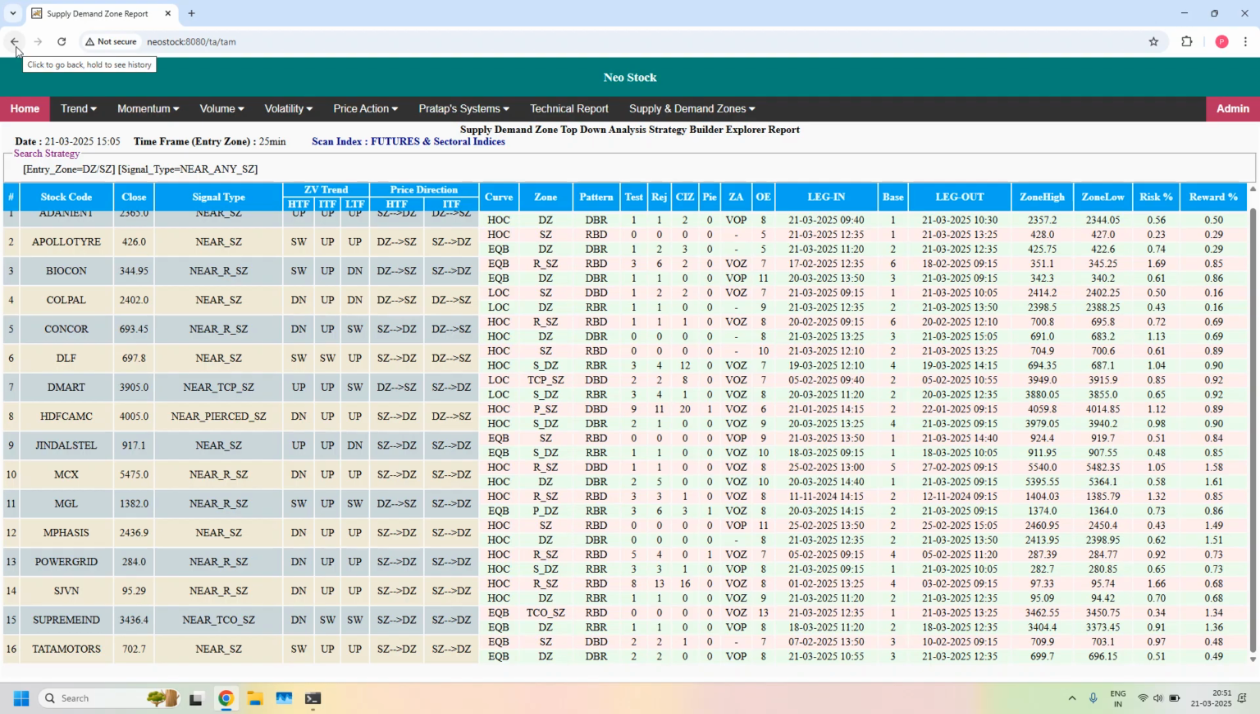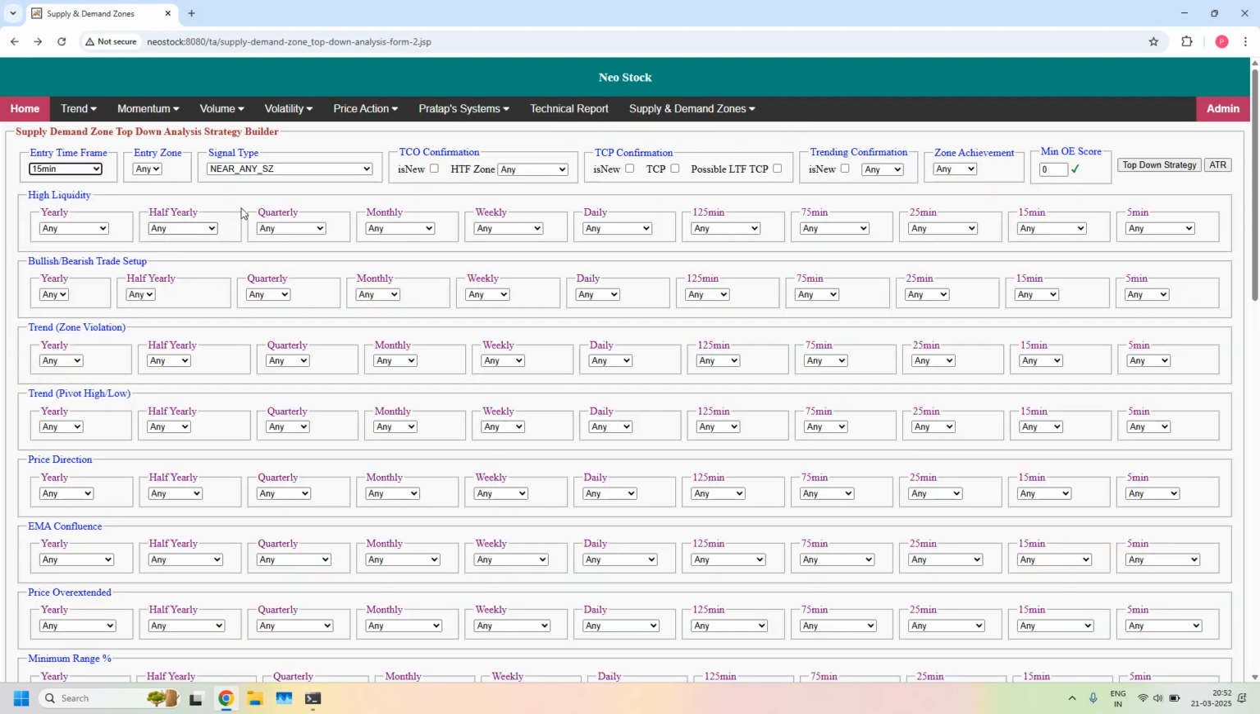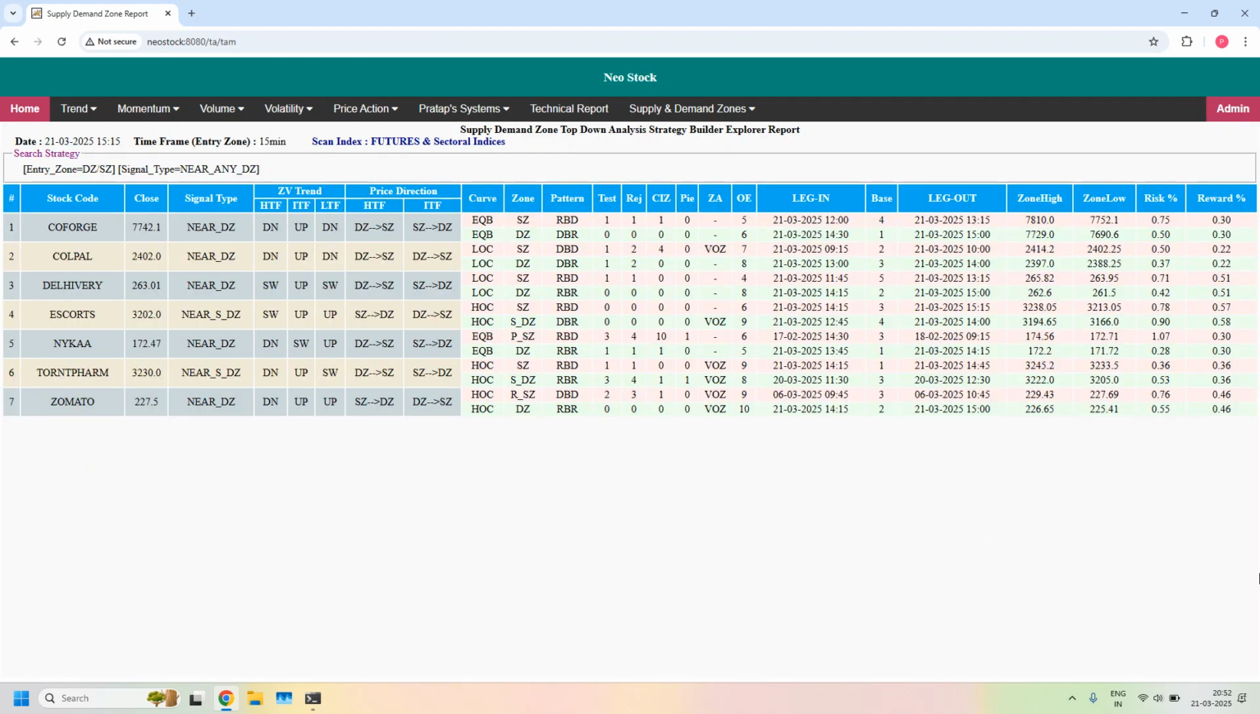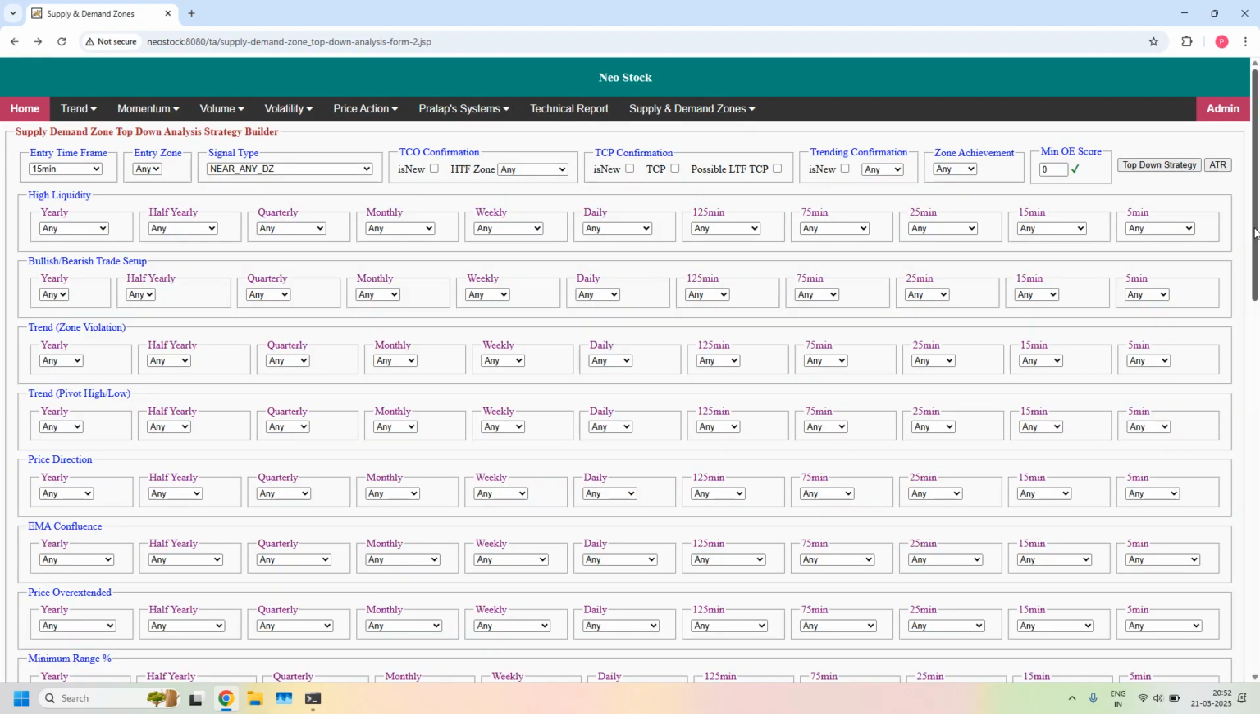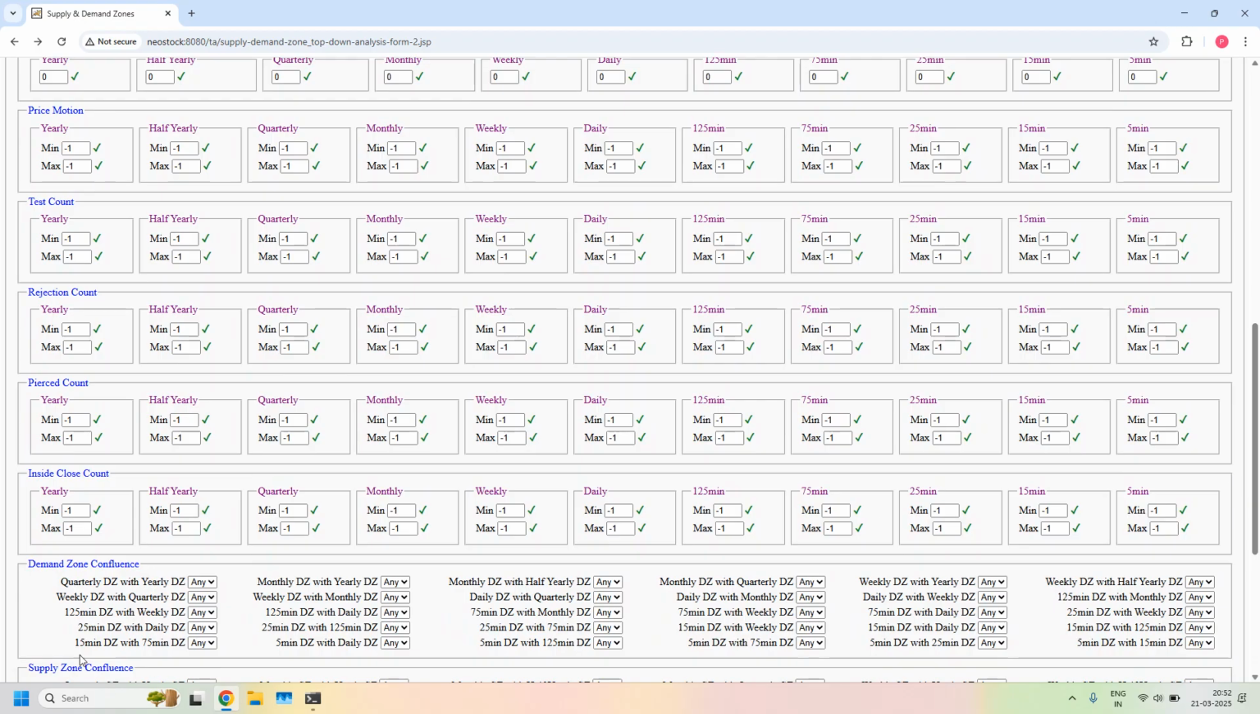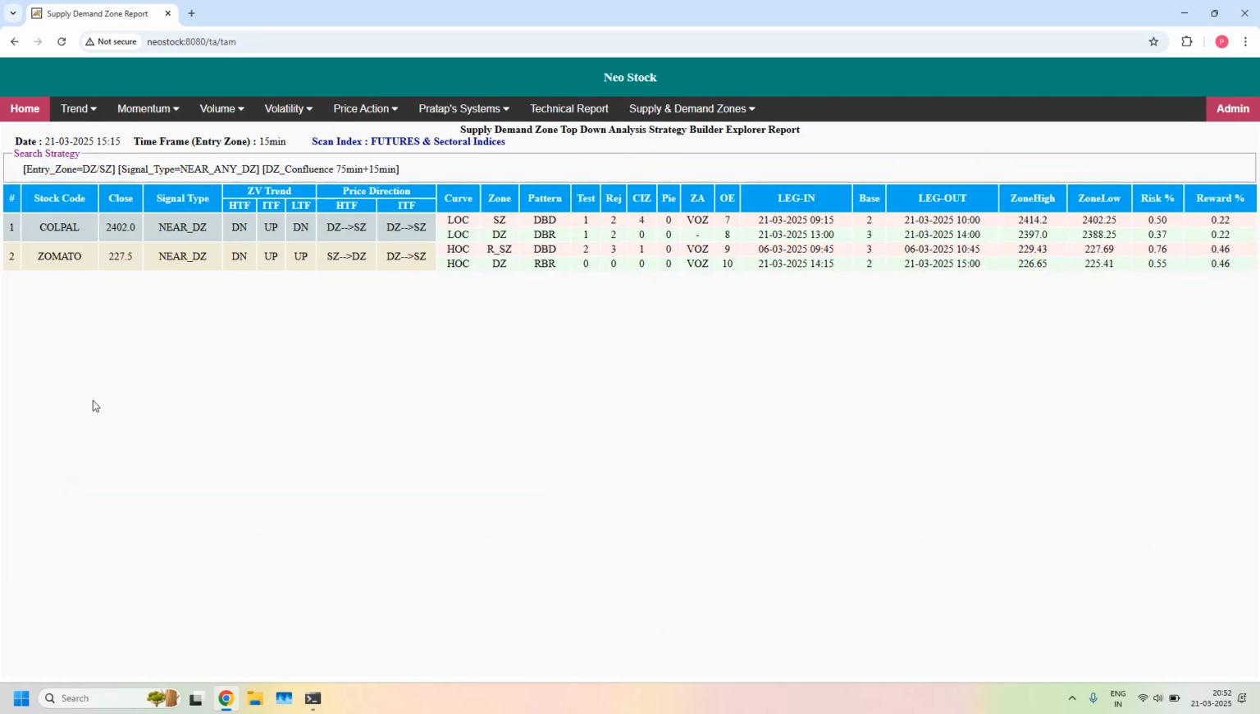Okay, next time frame is 15 minutes. Stocks near 15 minutes demand zone. We got 7 stocks. Let us verify out of these 7 how many are having ITF demand zone confluence. That is 15 minutes and 75 minutes demand zone confluence. I am enabling the filter. So with this filter out of 7, we got 2 stocks. In these two stocks, these 15 minutes demand zones are overlapped with 75 minutes demand zone.